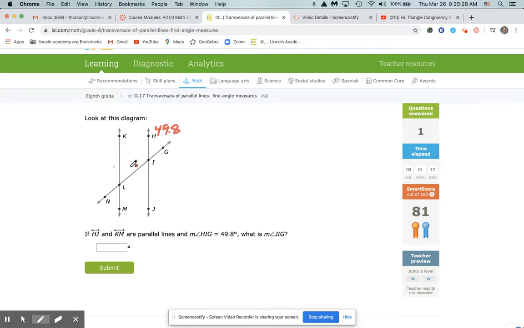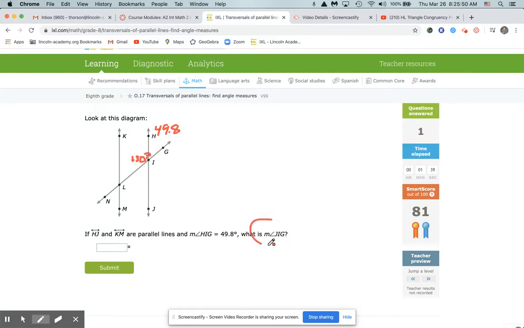And then what I can do is just work my way through. I take 180 minus that 49.8, and I get 130.2. So this angle in here is 130.2. And then I can just zigzag all the way through.